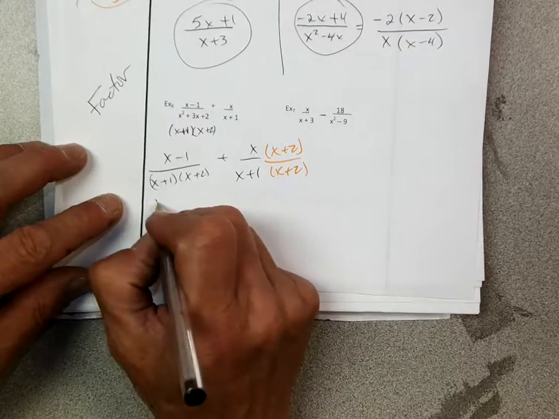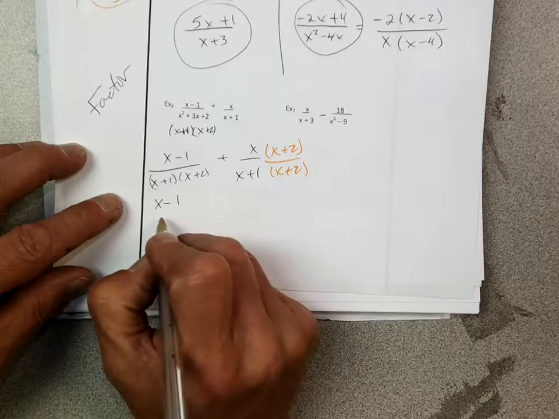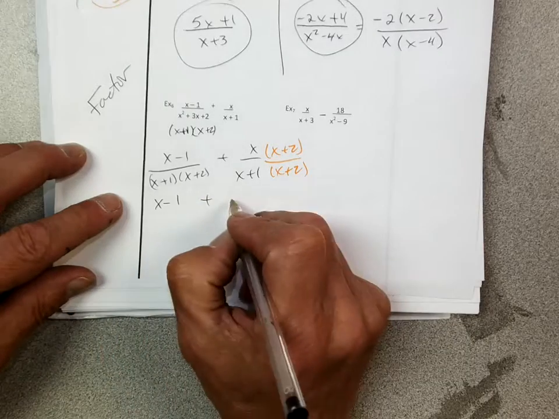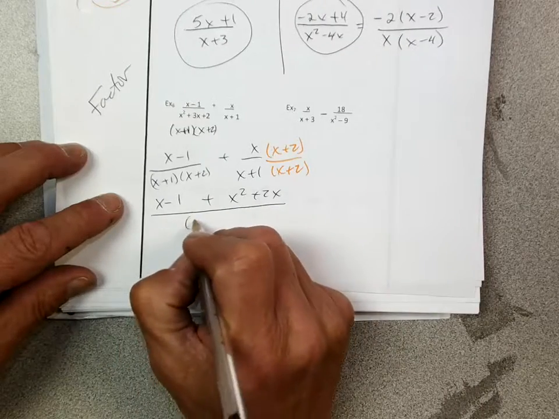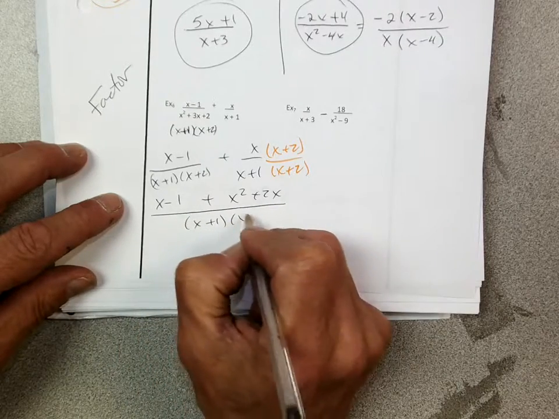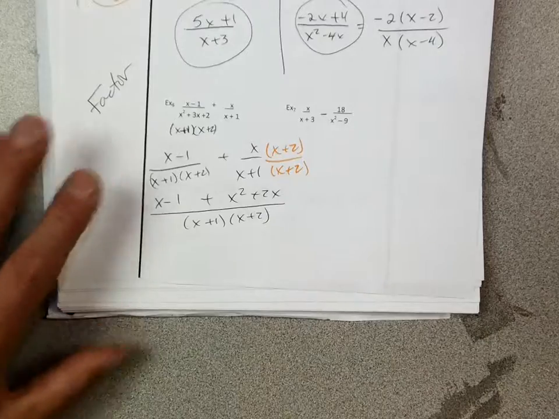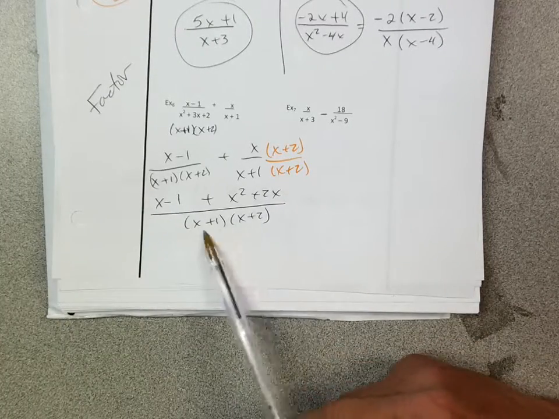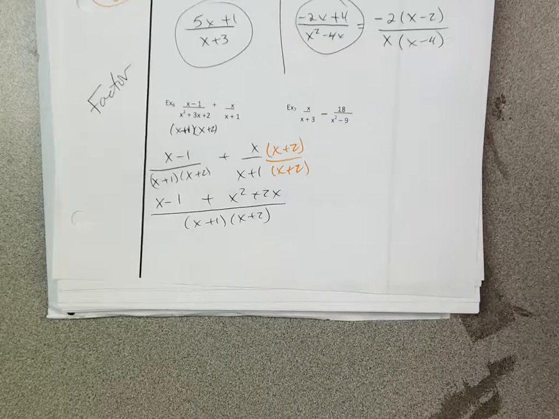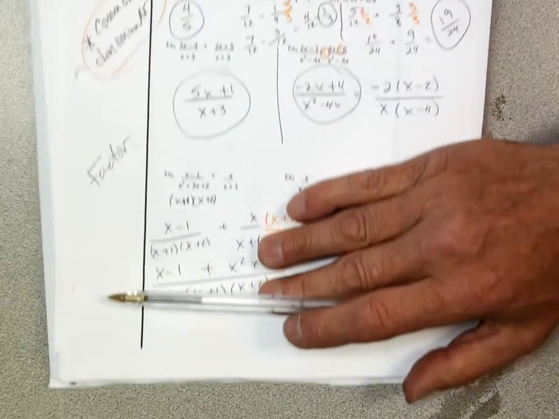I'm going to get an x minus 1 plus an x squared plus 2x over my x plus 1, x plus 2, okay? So I put down the denominator, just wrote it down. That's what they have in common. Just write it down once. Just like if I go back, I'll slide it down real quick.